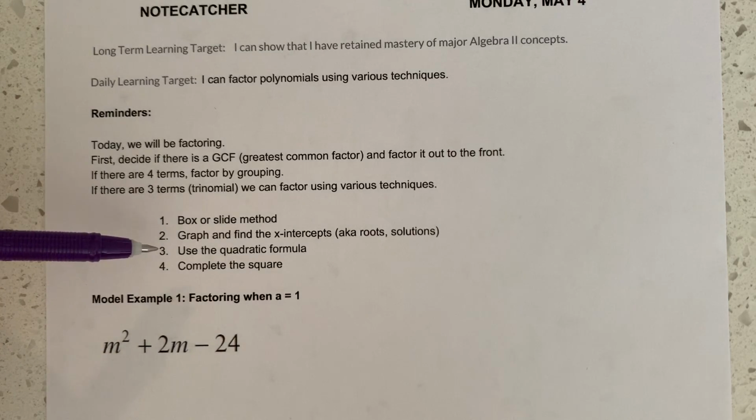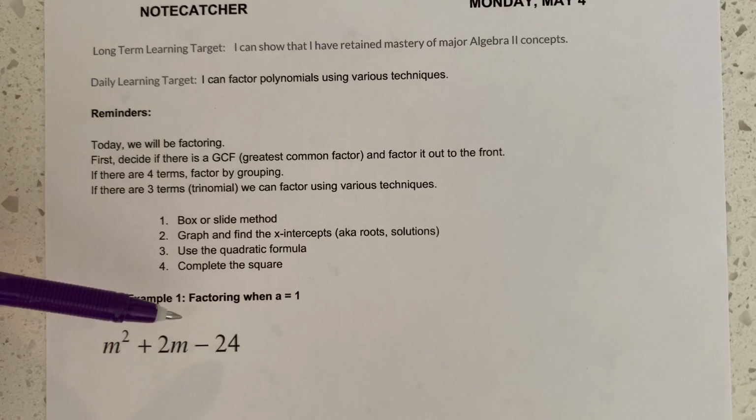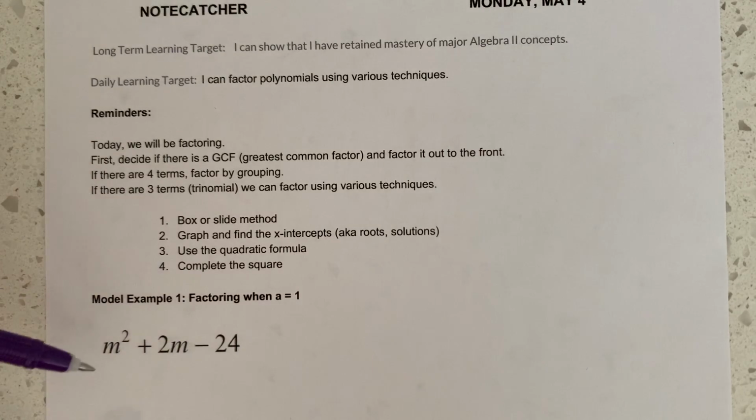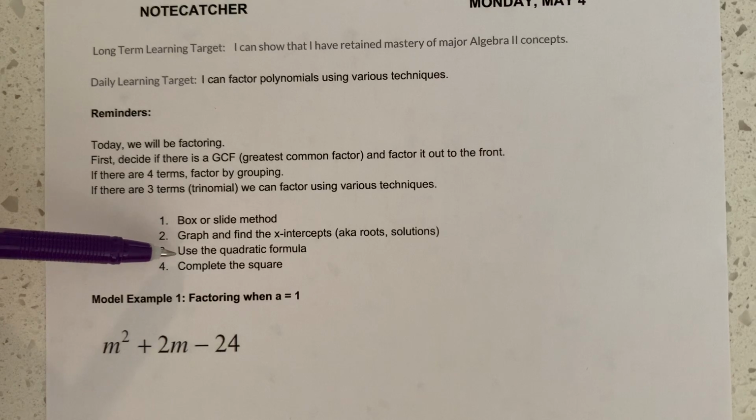The second method is to just graph it on your calculator and find out where it crosses the x-axis, because remember, the x-intercepts are the roots or the solutions. That will give you the solutions, and you have to work backwards to find what factor creates that x-intercept. You can use the quadratic formula, which is given to you on all the standardized testing that you'll take, or you can complete the square if you get one that won't factor.